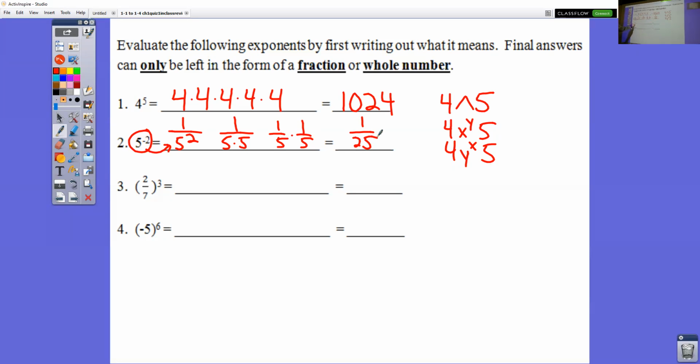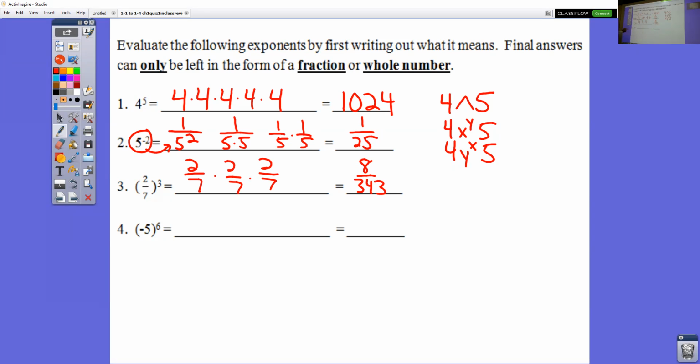In question number 3, take what's inside the parentheses, write it out 3 times. So we have 2/7 times 2/7 times 2/7. Top times top times top, bottom times bottom times bottom. You end up with 8 over 343. Again, you can't put that as a decimal.